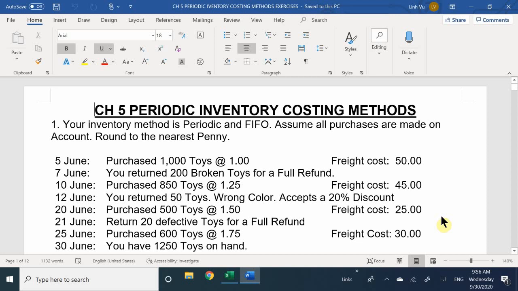Welcome back, everybody. Today we are going to complete the full Chapter 5 Periodic Inventory Costing Methods. So, Monday we learned how to do FIFO. Tuesday we got to learn LIFO. Now, yesterday we got to learn how to do weighted average.